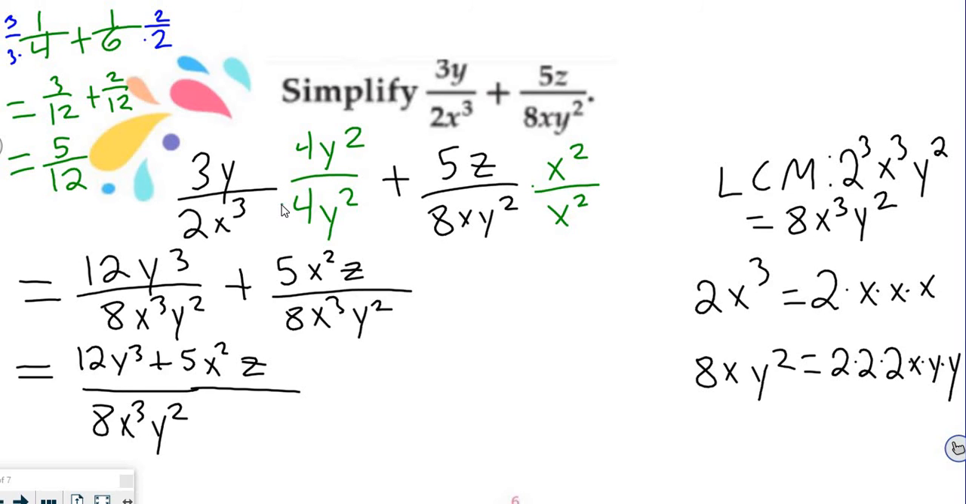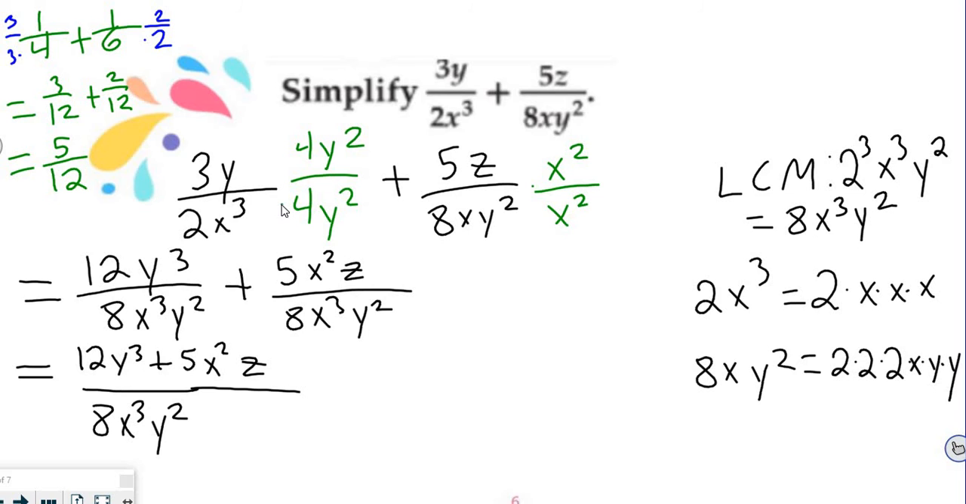So the only time we would be able to simplify further is if there was something in common with our denominator that we could reduce. In this case, there's not. So that's our final answer, just like my 5/12 was my final answer. I couldn't reduce it any further. So questions on that one?